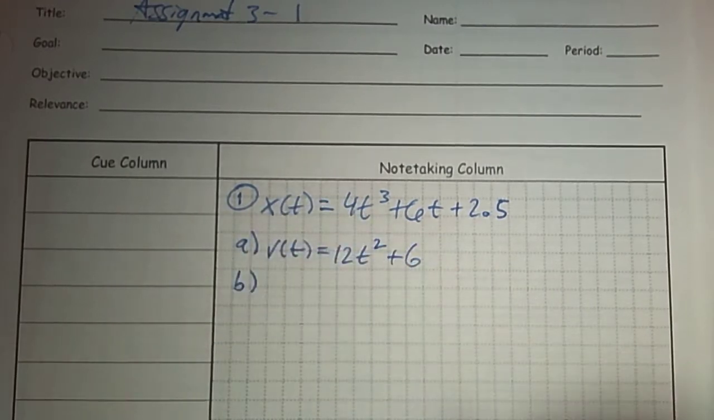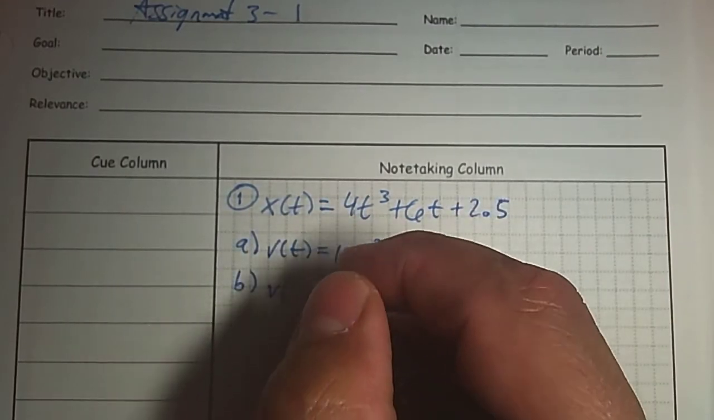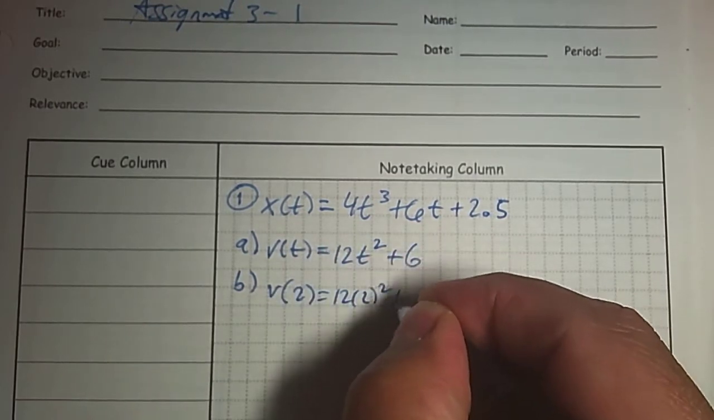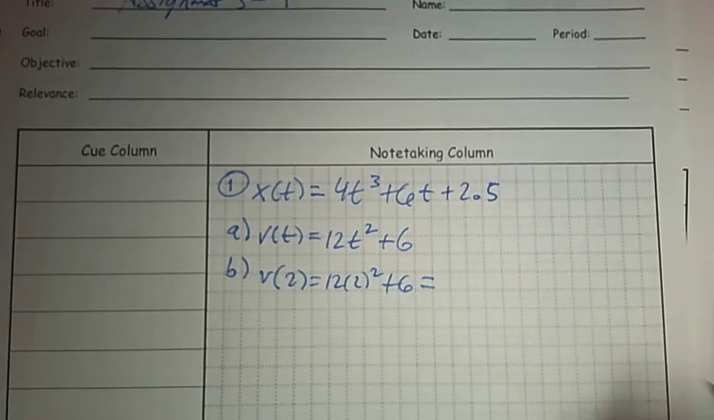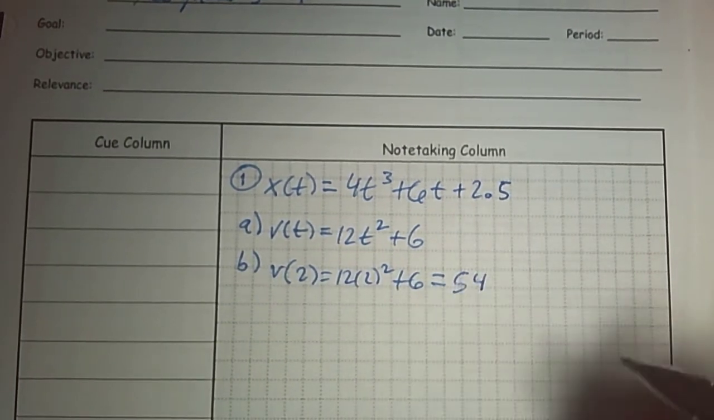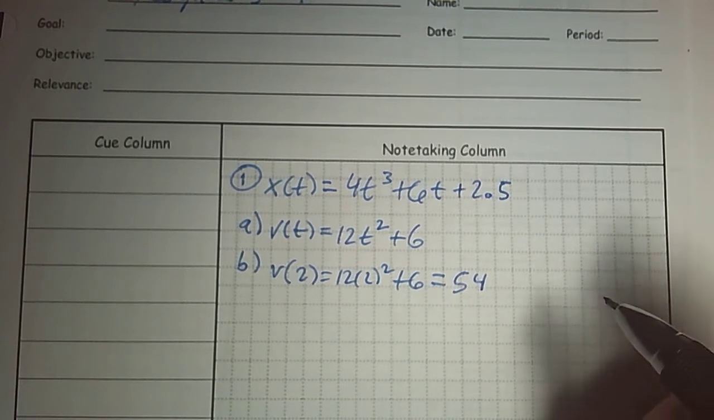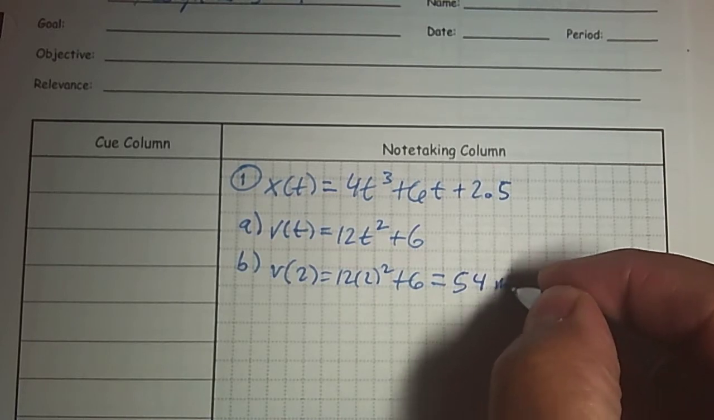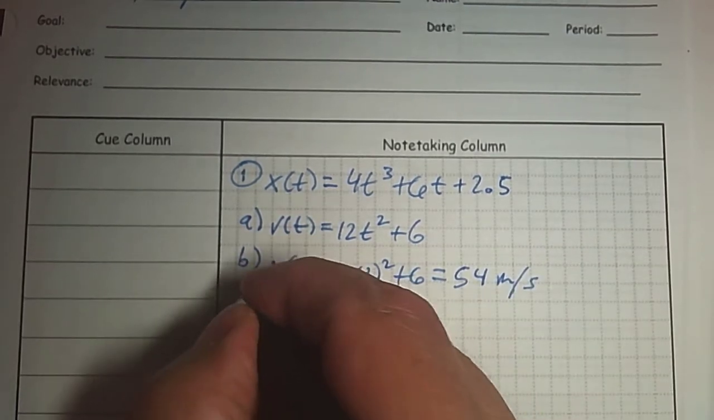B says, what's the velocity at 2 seconds? So all you have to do is substitute 2 in. You can use a calculator in your brain. 4 times 12 plus 6. Altogether, that's 54. And then we need a unit. So in the question it says the position is in meters, so the velocity is in meters per second. So there you go.